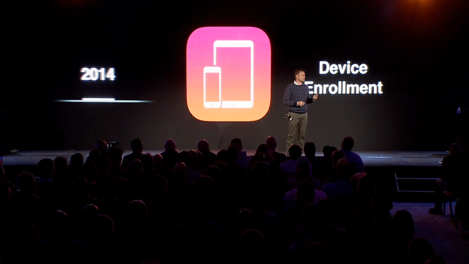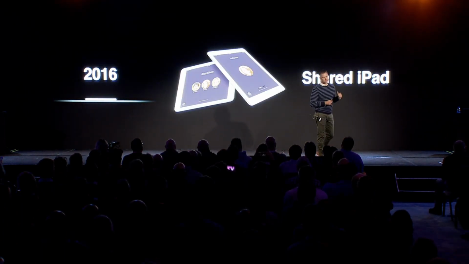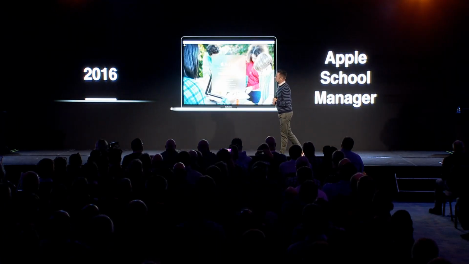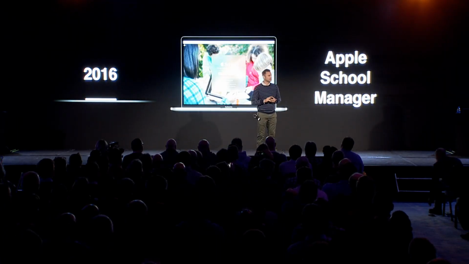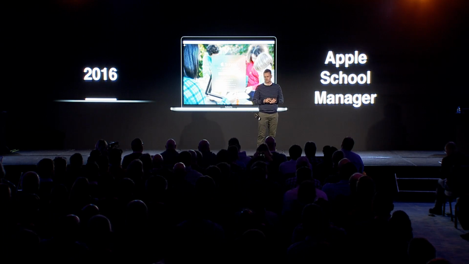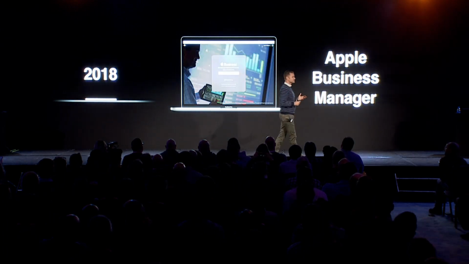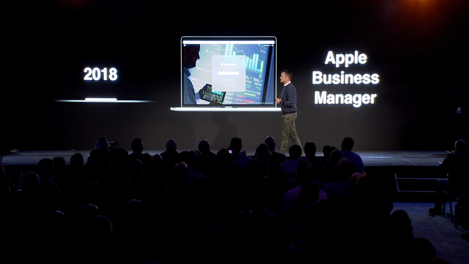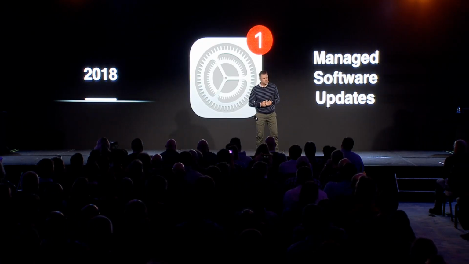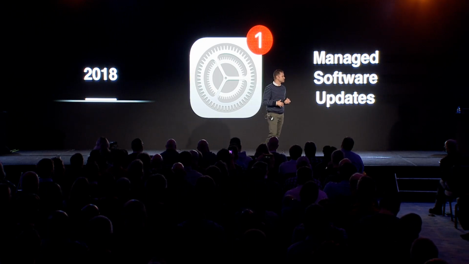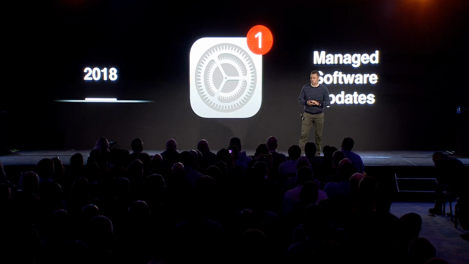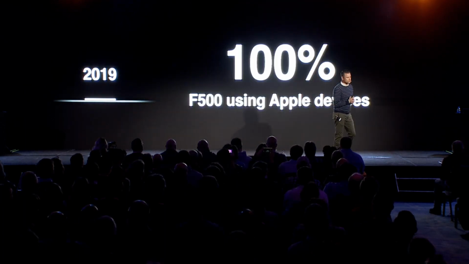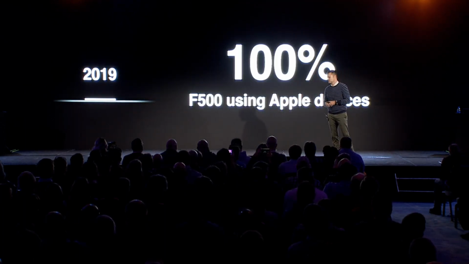organization. Two years later, we introduced Apple School Manager, shared iPad and Classroom, bringing together all of the different pieces that schools need to deploy iPads and Macs to their students and teachers. In 2018, we followed that up with Apple Business Manager to bring all those features together for our business customers, and we also introduced something called Managed Software Updates that allows you to have control over the software update process within your organization. So here we are today, and virtually all of the Fortune 500 are using Apple products.